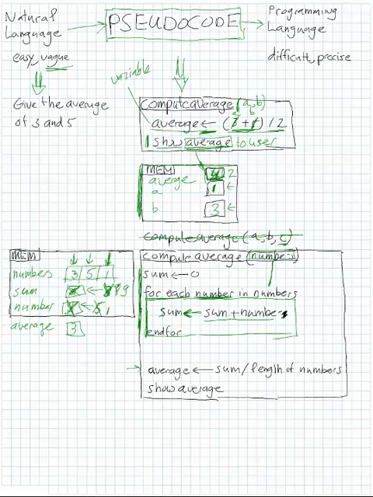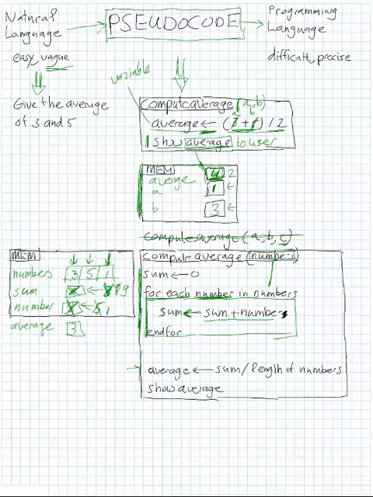The sum is 0. For each number in numbers, the new sum is calculated. Well, there are no numbers in numbers, so we are quickly finished with that part. We move over to the computation of the average, and then we get 0 divided by 0. And of course, that's not possible. So here we have a problem with our algorithm. How can we prevent that?